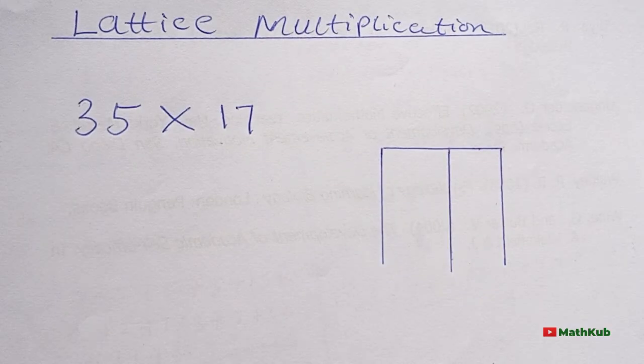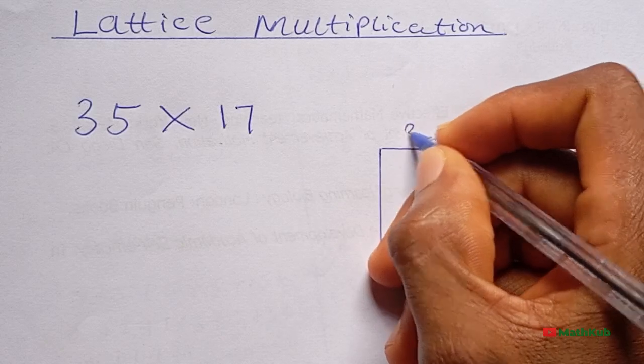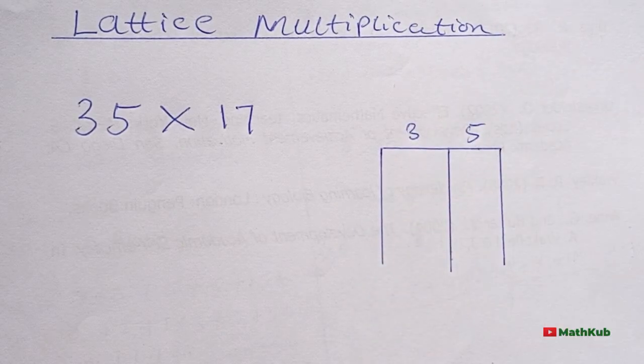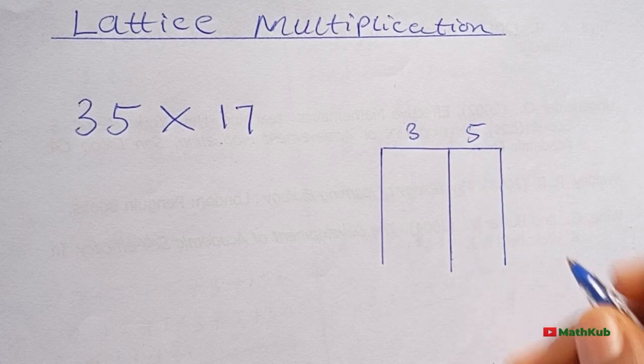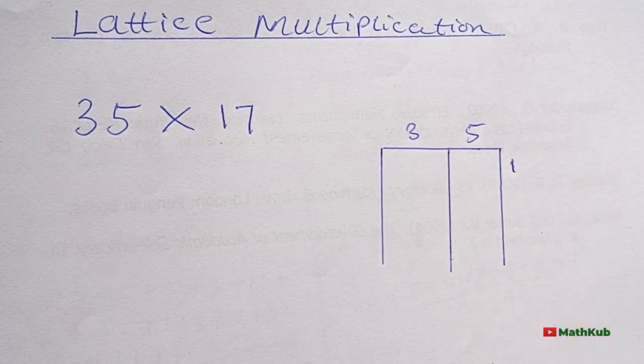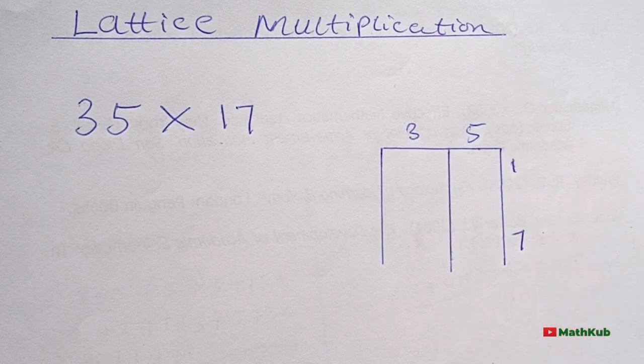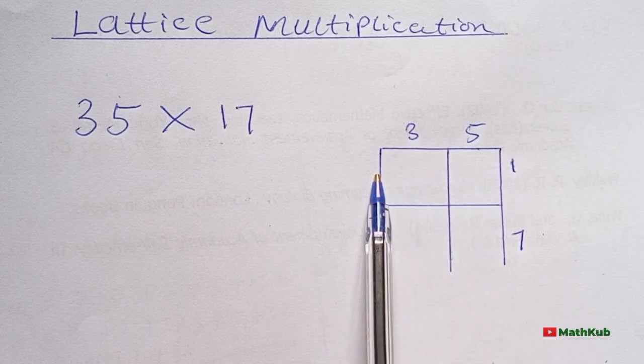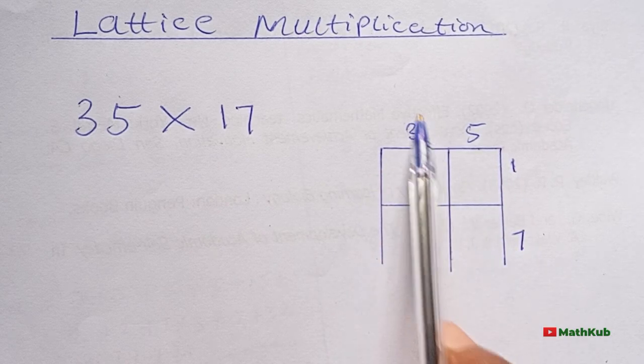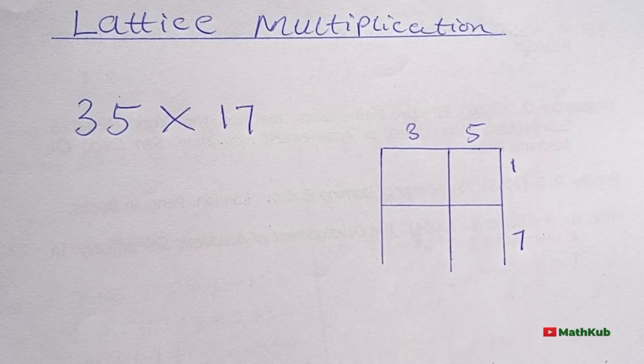We write 35 on top of this lattice like this, and make sure this 3 takes this column, then 5 takes this one. You write 17 by the side, 1 and 7. Also divide it into 4 equal parts. This part is for 1, this side is for 7, this side is for 3, this side is for 5.